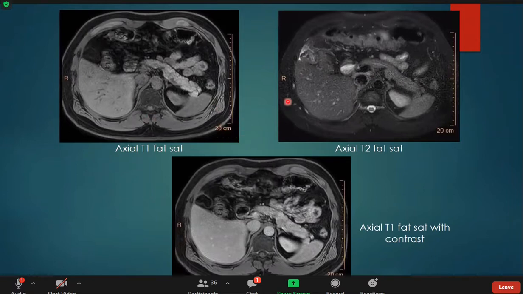MRI was done showing a rounded lesion with a high signal intensity on T1 and T2 weighted images, situated on the antimesenteric border of the hepatic flexure. On contrast, it shows rim enhancement.